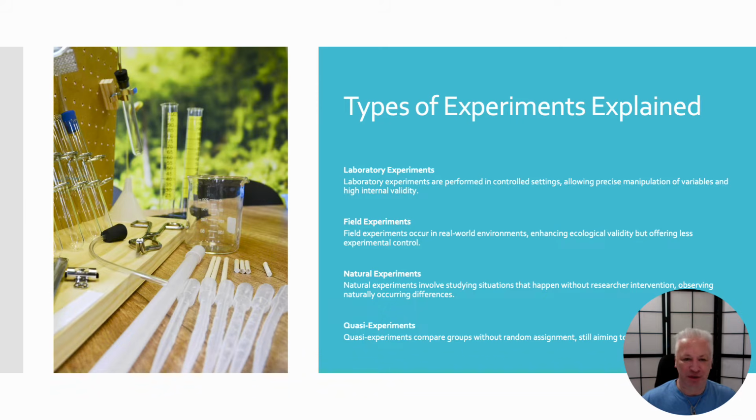For natural experiments, the IV is not manipulated by the researcher, but it occurs naturally. For example, institutionalization or brain injury. The researcher measures the effect on the DV, and the strengths are it's useful when it would be unethical or impractical to manipulate the IV. Often high ecological validity, and you can study real life events.